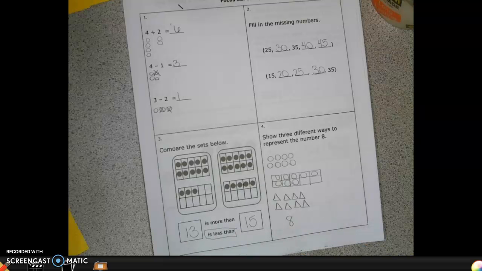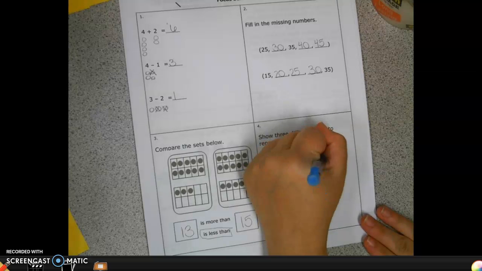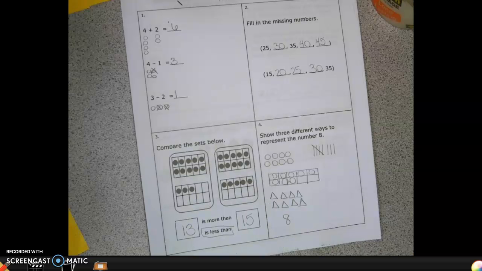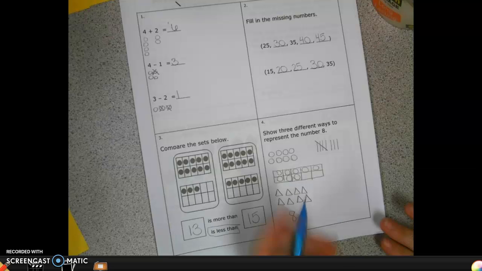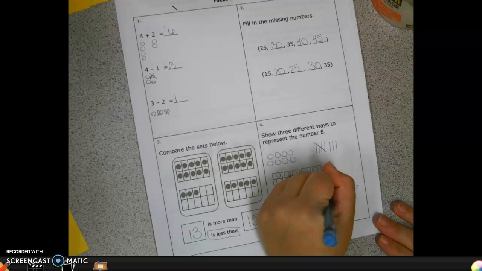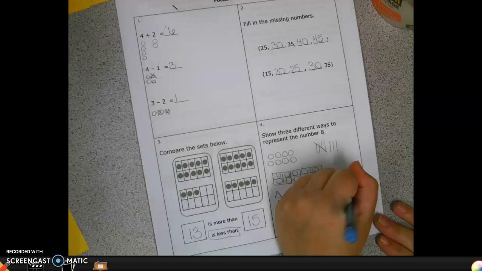You could show the number 8 in tally marks. 1, 2, 3, 4, 5, 6, 7, 8. There are many ways to show the number 8. These are just a few ways you could use. You could even show the number 8 on a number line. 1, 2, 3, 4, 5, 6, 7, 8.